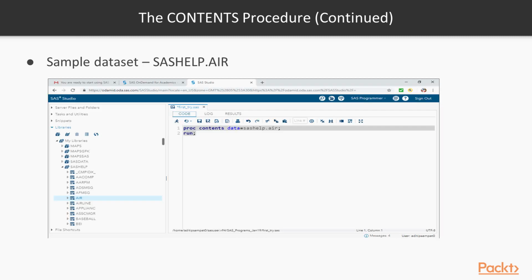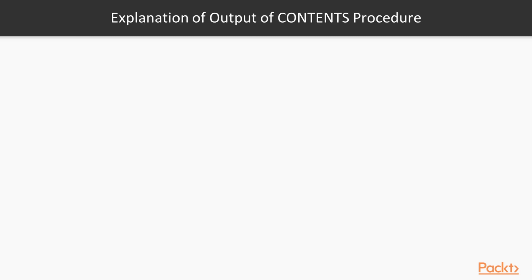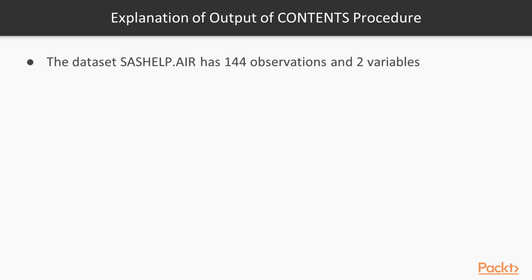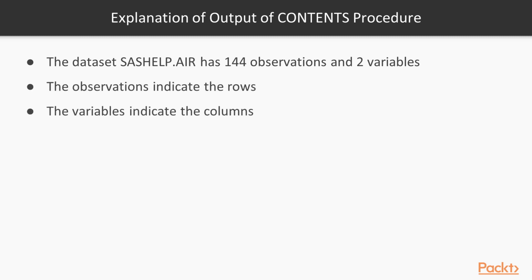The next slide gives a snapshot of the code in SAS for the sample dataset sashelp.air. You can see here that the entire code has been selected. Post running of the code, the output. Now, explaining the output. Typically, output mentions the number of observations, which is the number of rows, and the number of variables, which is the number of columns. So our dataset sashelp.air has 144 observations and 2 variables.